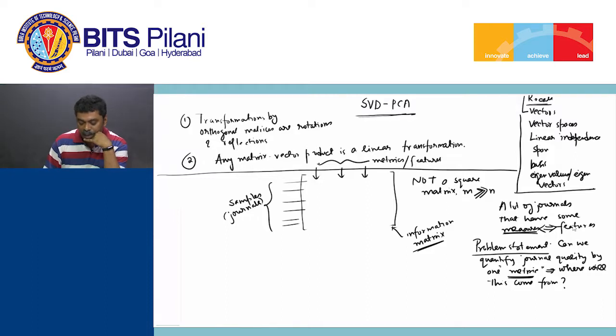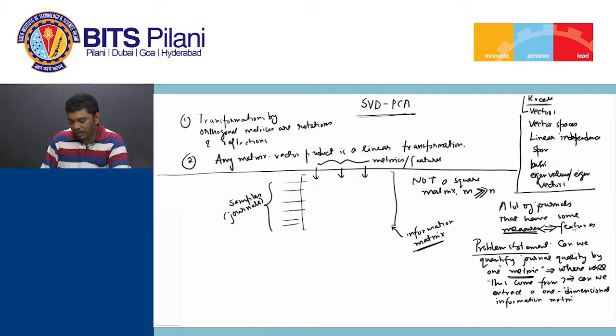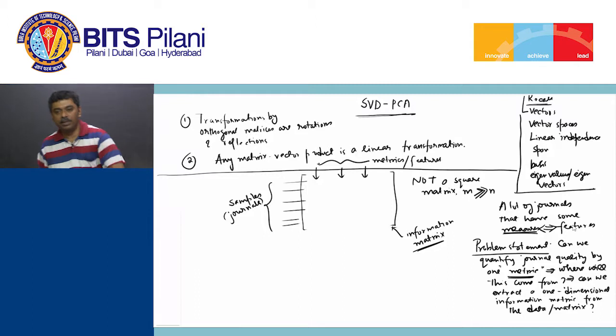So what are you going to do? If I extend this question, can we extract a one-dimensional information metric from the data or the matrix that is given to us? So this was the problem. So where does singular value decomposition come in?